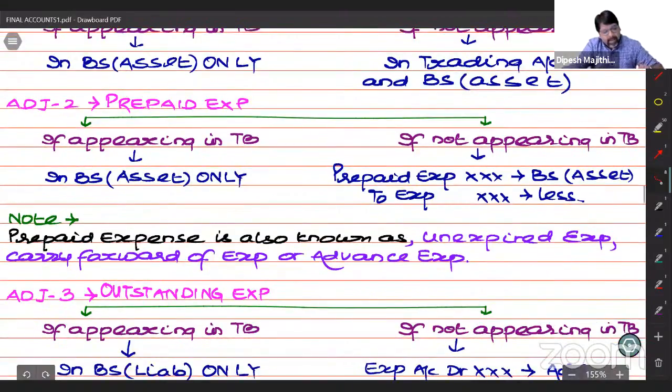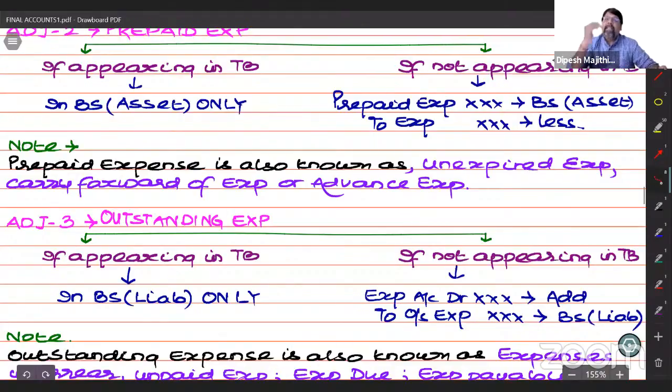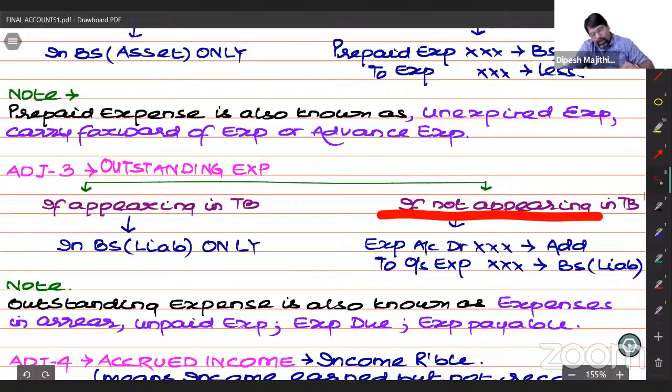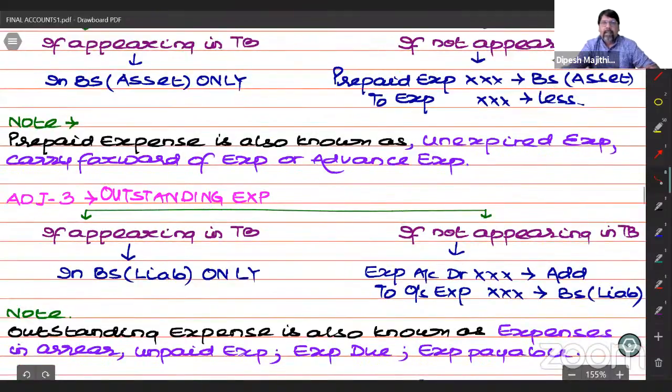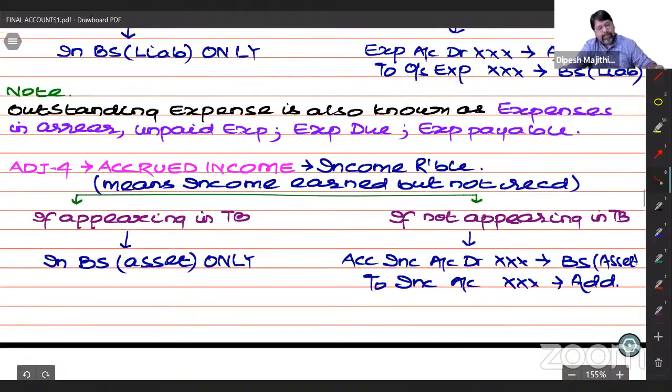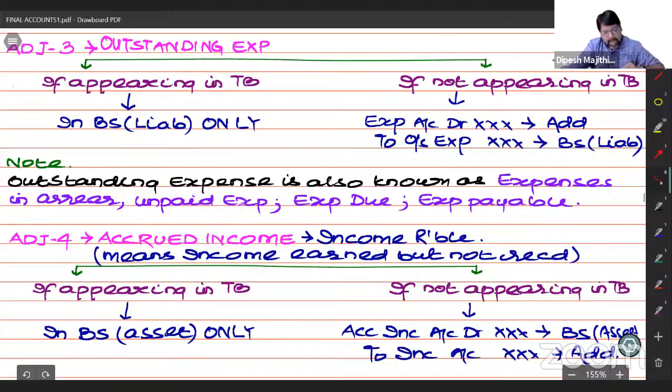Outstanding expense. What is outstanding expenses? Expenses payable, yet to be paid. If it is appearing in trial balance, it will come only in balance sheet as liability. Items of trial balance will be posted once. If it is not appearing in trial balance, then add it to expense and balance sheet liability. Outstanding expenses are also known as expenses in arrear, unpaid expense, expenses due, expenses payable. These are different names of outstanding expense.